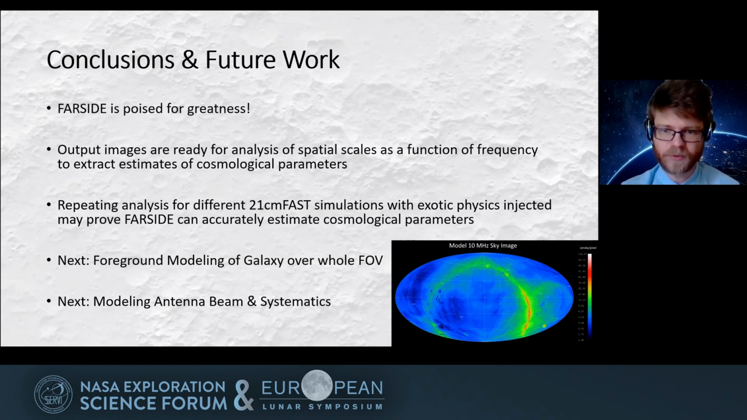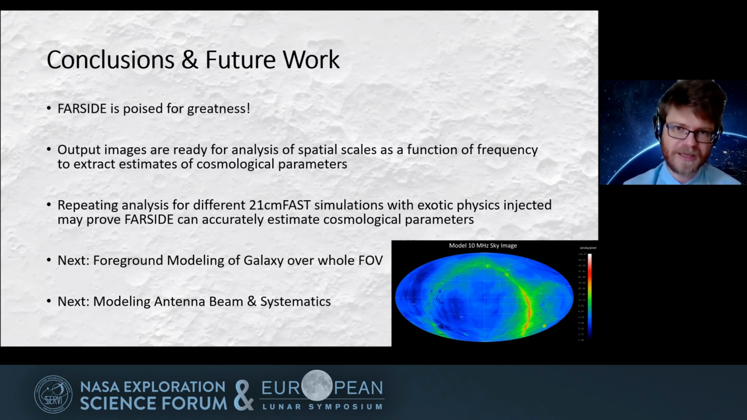And so repeating this for different 21cmFAST runs with different underlying cosmological constants inserted, and then doing that analysis and showing FARSIDE can accurately estimate those parameters just through image analysis will be a really huge step towards showing that FARSIDE is worth doing.